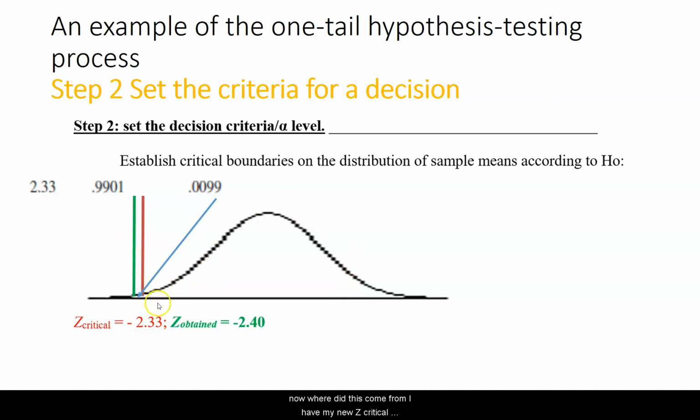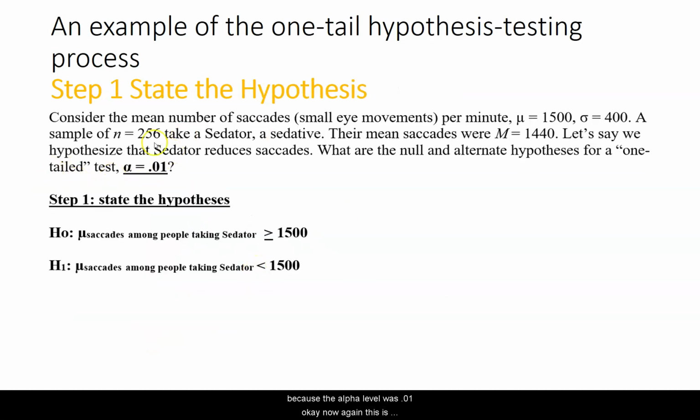Now, where did this come from? I have my new Z critical. We just established that the critical value of Z is going to be on the left, correct. And then, therefore, I know the critical value of Z is negative, which is pretty well established by now. Now, how do I know where I can place 1%? Because the alpha level was 0.01.